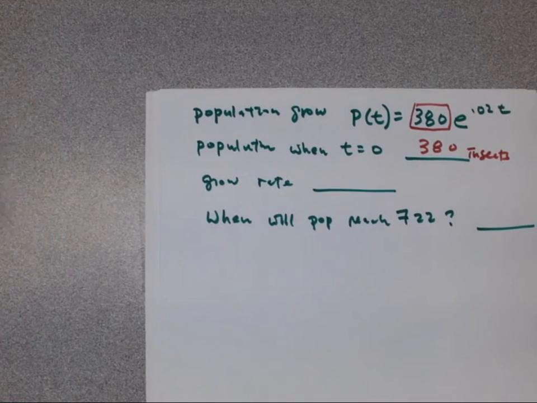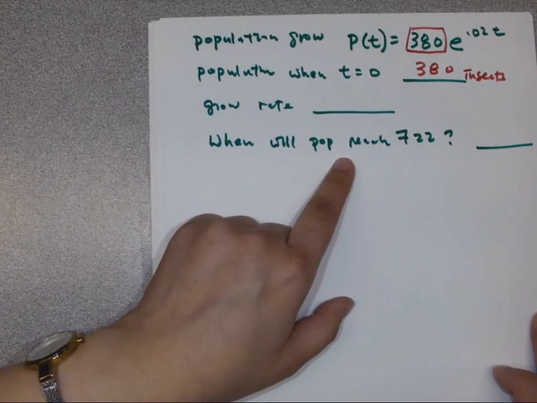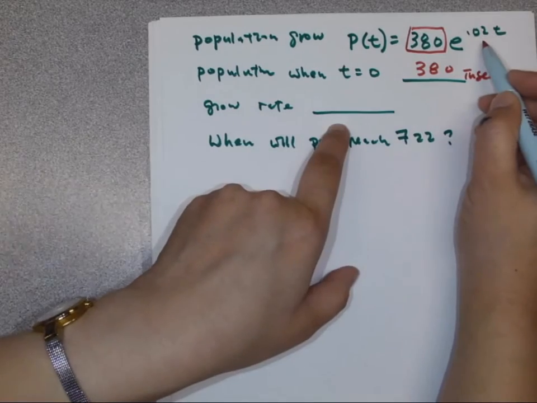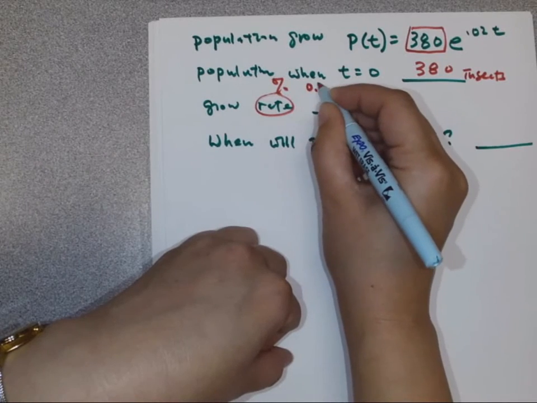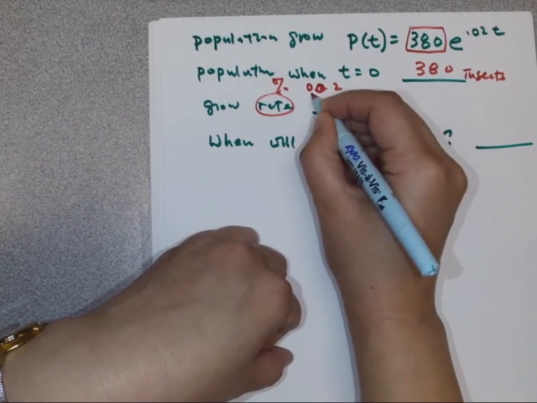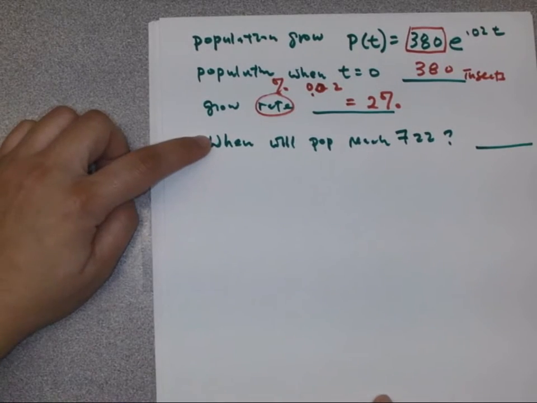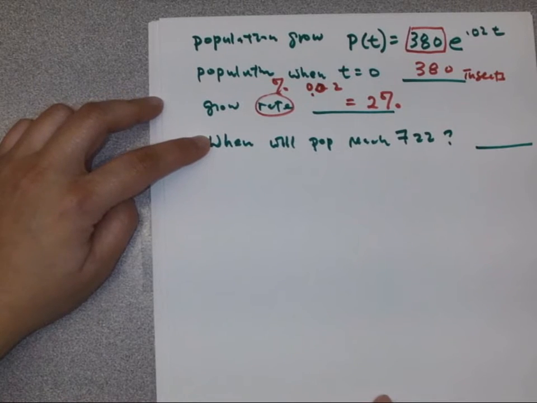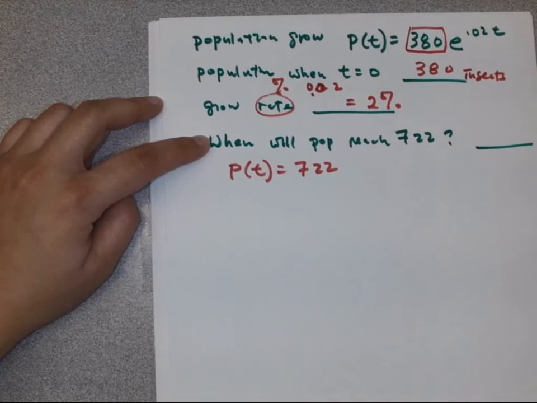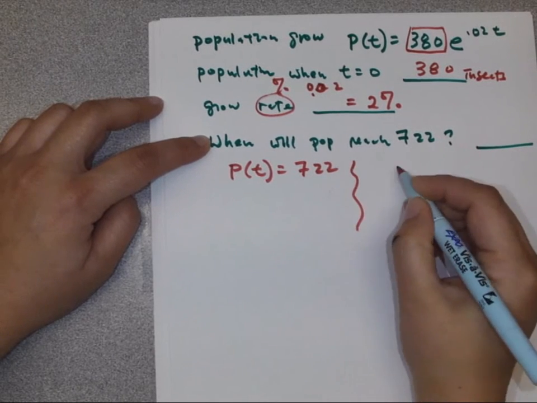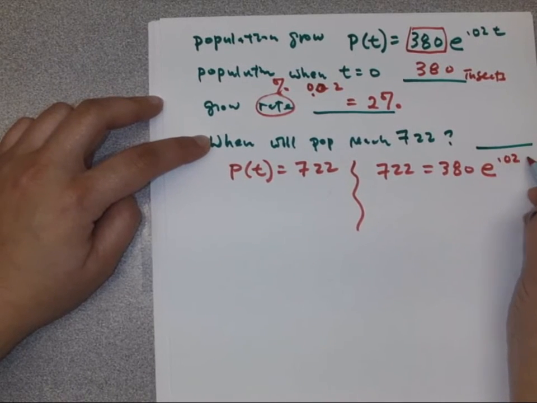All right, so what is the growth rate? How many percent? 2%. So 0.02 is the number, but they want the rate, which means the percent, so change 0.02 to percent, which is going to be 2%. Is that okay? All right, when we reach 722, so what did they give you? P of t is 722, so we plug that into our function. So it's going to be 722 equals 380 e^(0.02 t), right?